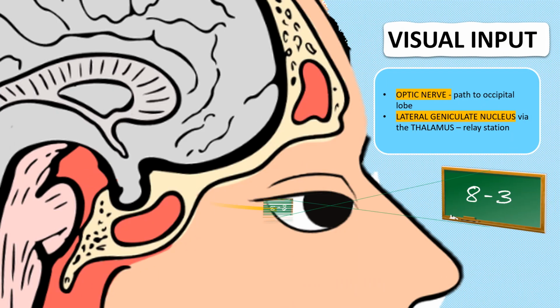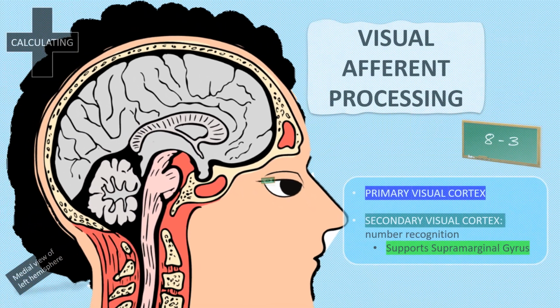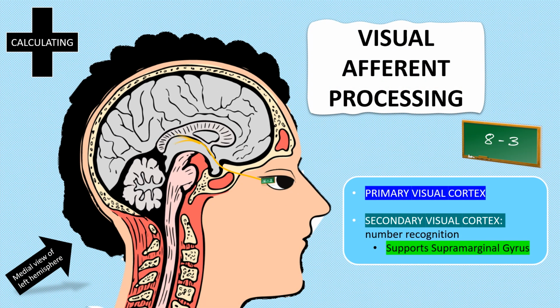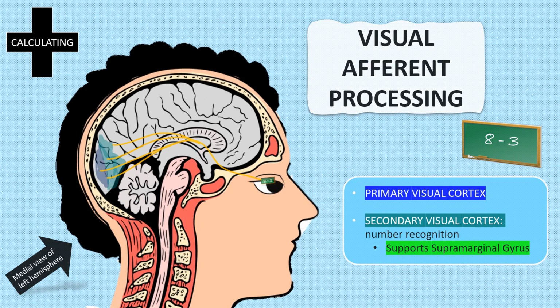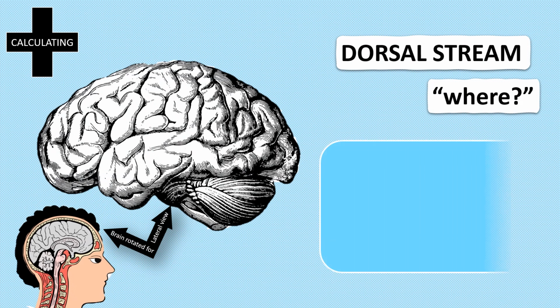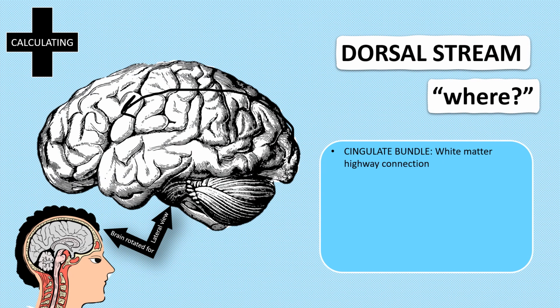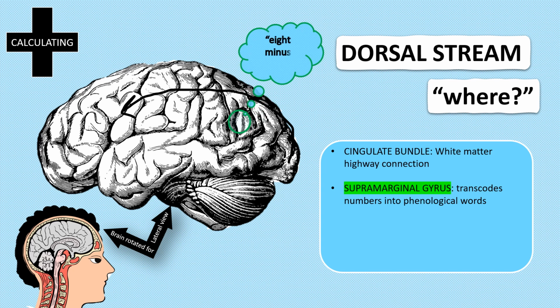First, visual input travels along the optic nerves and through the thalamus. Signals arrive in the primary visual cortex of the occipital lobe. The secondary visual cortex helps to recognize the numbers before signals are sent through the dorsal and ventral streams. Along the dorsal stream into the posterior parietal lobe, the supramarginal gyrus reads the math equation phonologically, 8 minus 3. Furthermore, the angular gyrus recognizes this answer is not in rote memory.